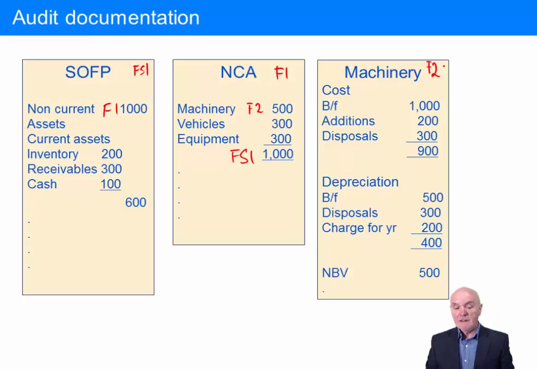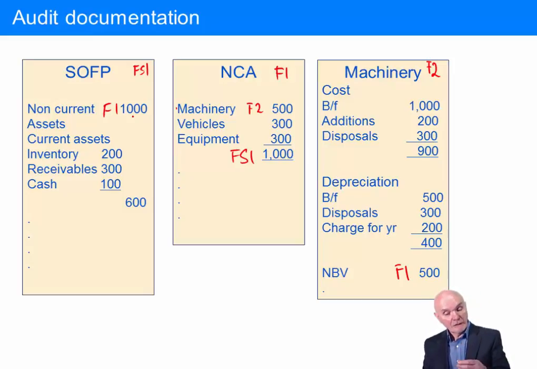Okay. And again, we need to go back. What we've got in here is a figure of 500, and that will be referenced back to F1. So we can see from here, if we want to find out more work done on machinery, we go to F2. We say yes, that's the 500 that's carried forward to F1, which is incorporated into the 1,000, which is then carried forward to the statement of financial position.